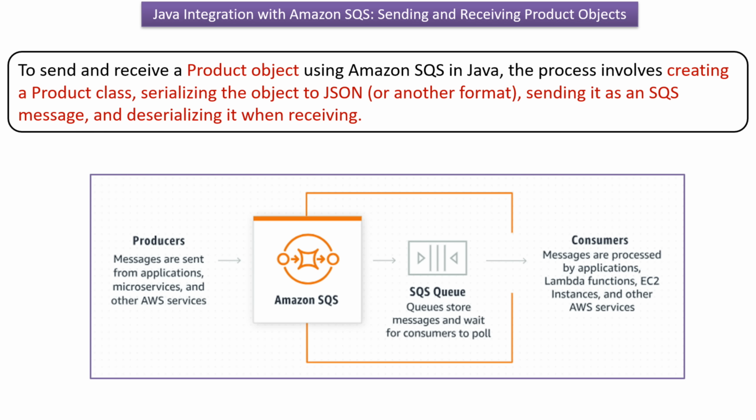To send and receive a product object using Amazon SQS in Java, the process involves creating a product class, serializing the product object to product JSON, which is another format, sending the JSON as an SQS message, and deserializing the product JSON when receiving.